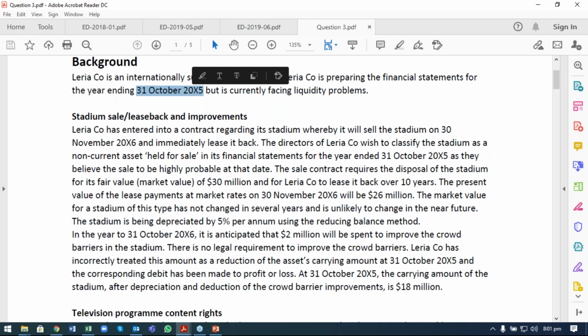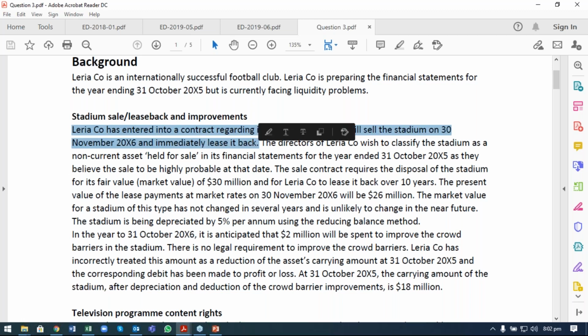As the company has entered into a contract, on the basis of that contract the company is going to sell its stadium to another organization on 30th November. So yes, the sale is highly probable within the next year. The company could account for it under IFRS 5, but I believe it's not meeting the IFRS 5 criteria. Management is committed to the sale.